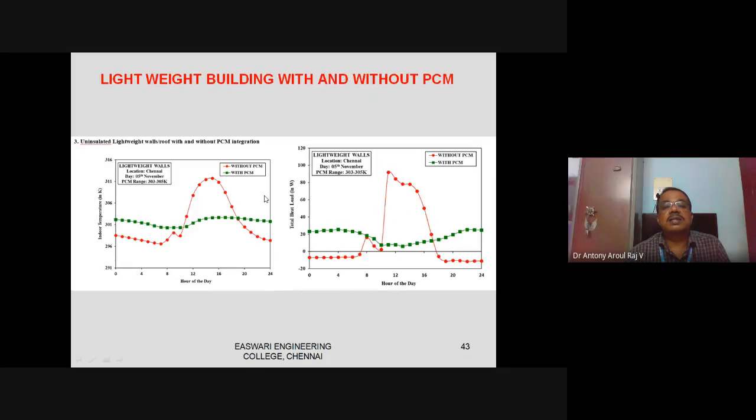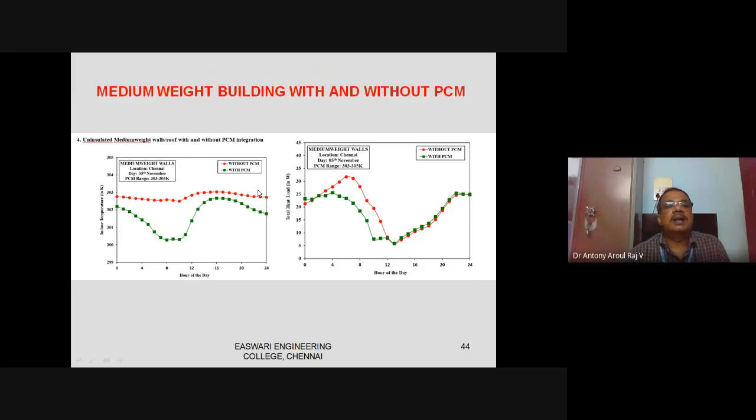So this is what we have without PCM. Without PCM, the temperature is higher, the variation of temperature is higher. With the PCM, the temperature reduction is there. So this is about the temperature. What about the heat? Without PCM, this much amount of heat is entering into the building. With the PCM for a lightweight building, this is less, it is reduced. So these studies can be done, and this has been done in DesignBuilder software.